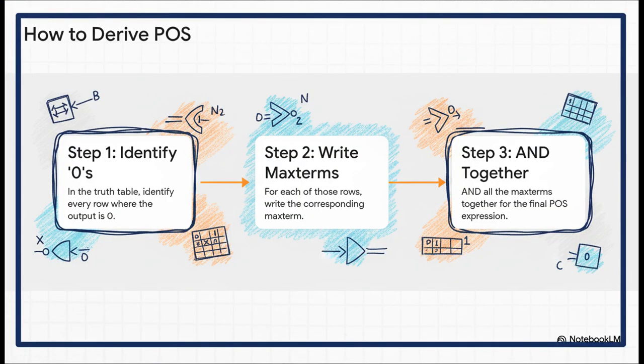The process feels really similar to SOP, but there's a critical twist. First, you identify every row where the output is a 0. Simple enough. Second, for each of those 0 rows, you write a maxterm, but pay attention here, the rule is inverted. If a variable is 0, you use it as is. If it's a 1, you use its complement. See? It's flipped. Finally, you just AND all of those maxterms together.